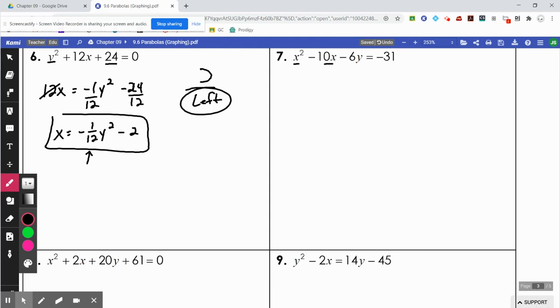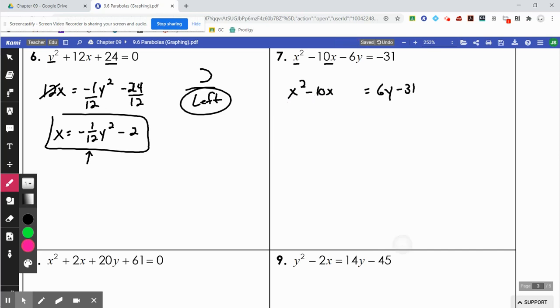However, I have an x-squared and a 10x. So therefore, the first thing I'm going to do is move my 6y over. And I now have x-squared minus 10x equals 6y minus 31. Now, since this does have an x-squared and a 10x, to make it look like the parabolas we've been dealing with, we're going to complete the square. There's no number out front, so it doesn't have to be factored out.